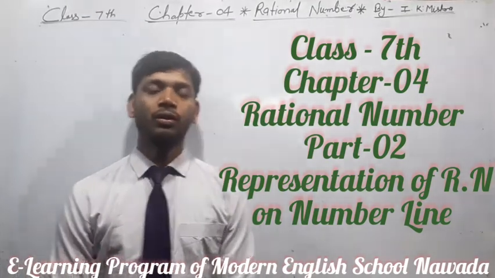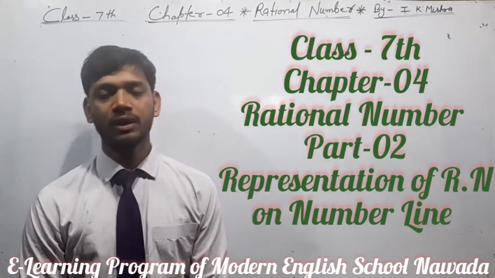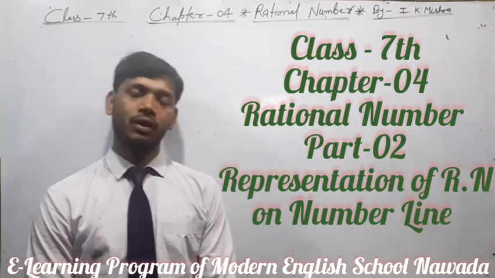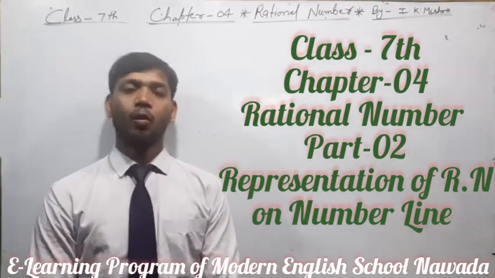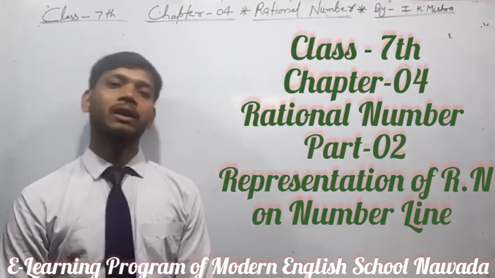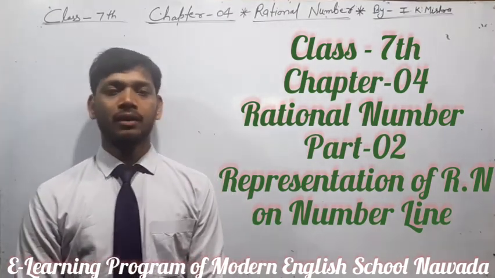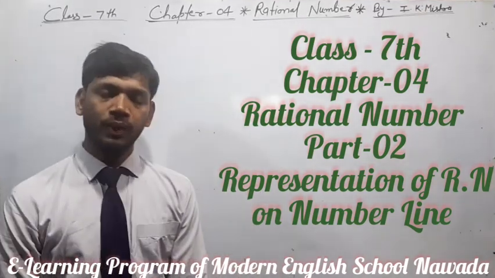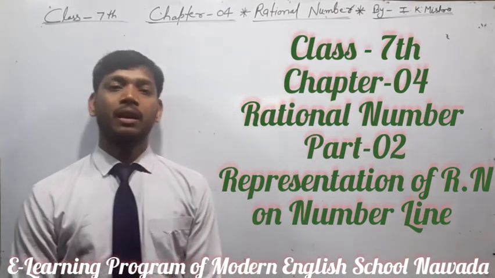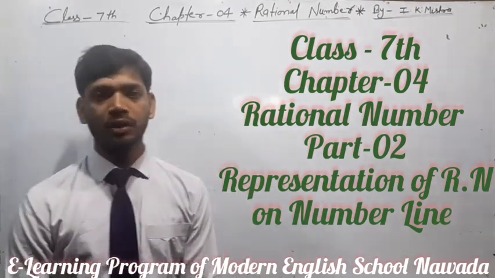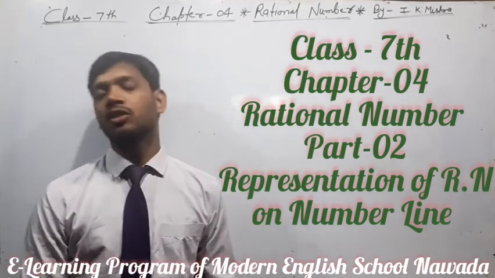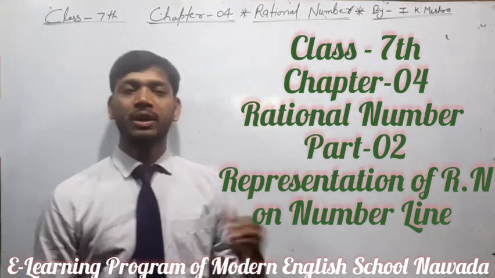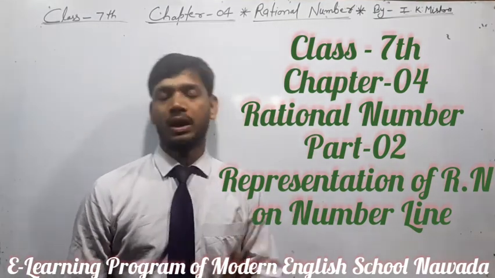Chapter 4, rational number. Students, this is the second part of the rational number. In the first part, I discussed what a rational number is, some properties related to rational numbers, and some important terms related to rational numbers in previous videos. In this video, I will discuss the representation of rational numbers on a number line. That means how will you represent a rational number on a number line?